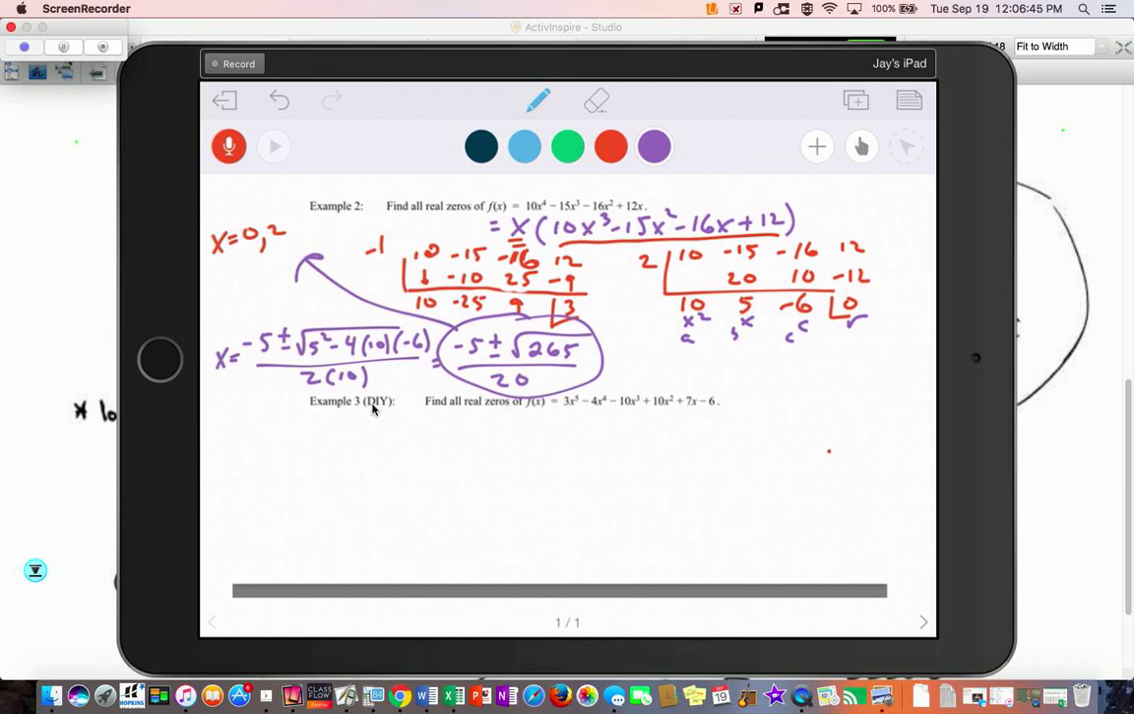The next one is a DIY. So go ahead, graph it. Do some synthetic division, at least get down to the quadratic that you could do quadratic formula, and let's see what your answers are. So go ahead and pause the video now.